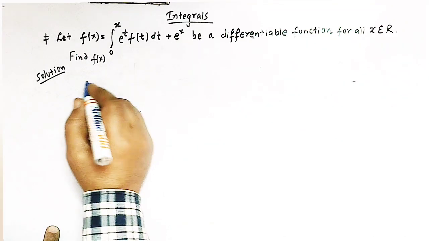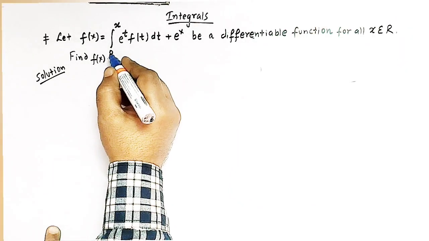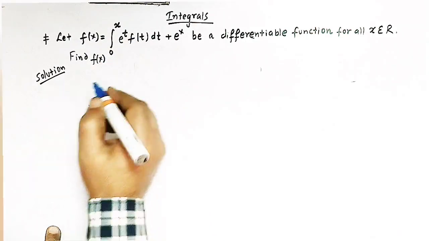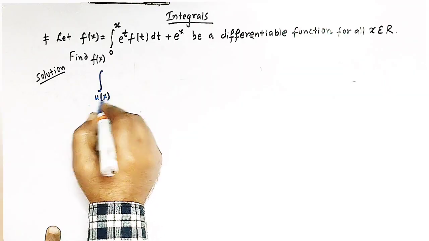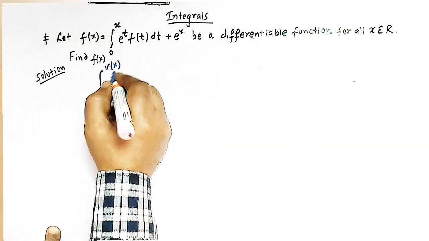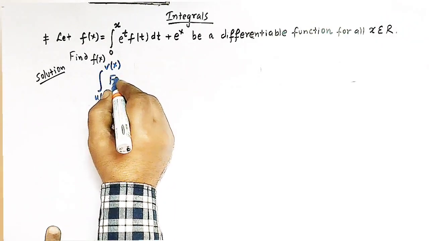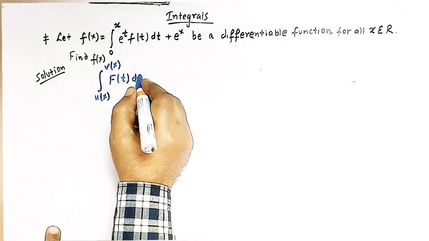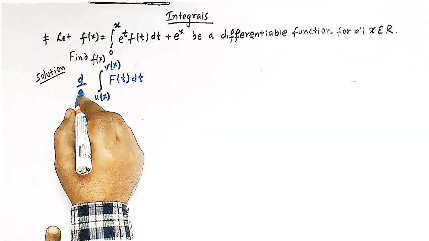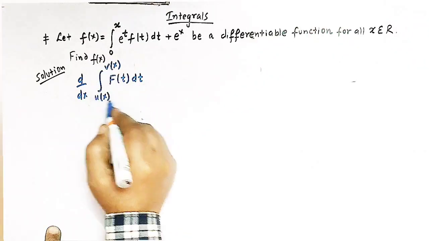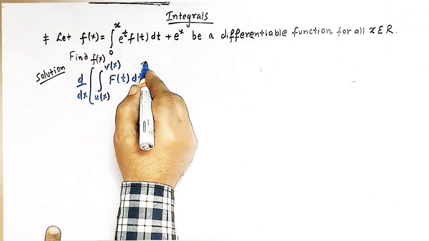So now consider an integral whose lower limit and upper limit are some functions of x. Suppose we have here a lower limit u of x and upper limit v of x, and here we have a function, say f of t dt, right? Suppose we need to find out the derivative of this integral with respect to x.